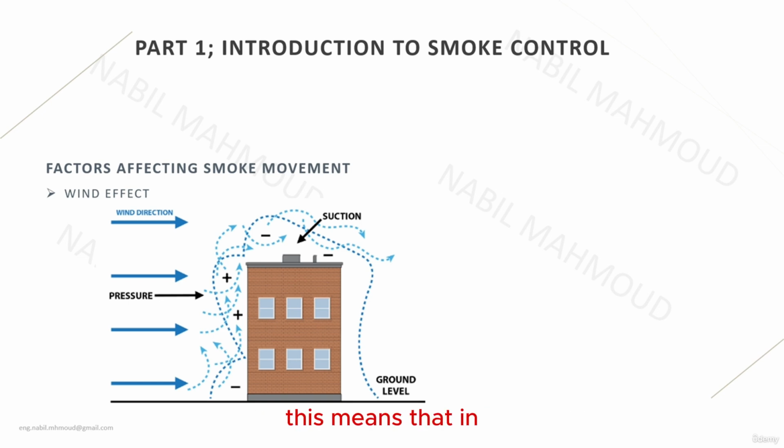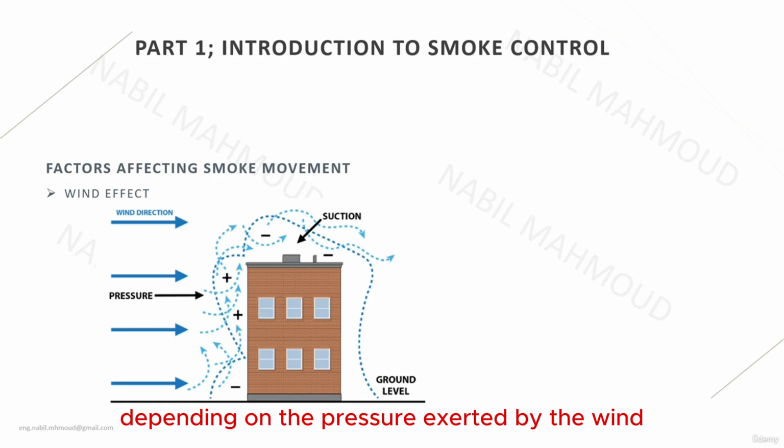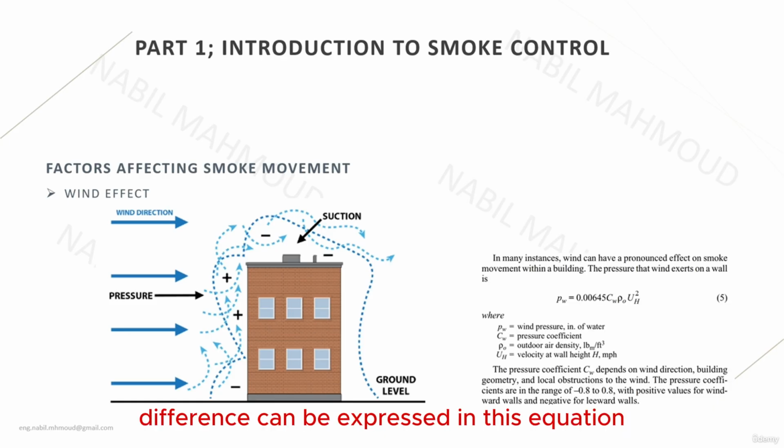This means that if a fire happened inside the building, the flow of the smoke can be driven to flow outward or inward depending on the pressure exerted by the wind, and this pressure difference can be expressed in this equation on the right side of the screen, which is a function of the velocity and the density of the air, and the pressure coefficient, which is related to the design of the building.